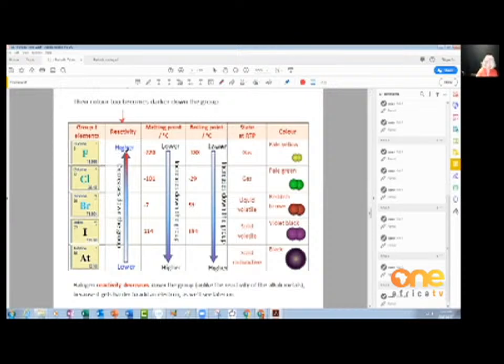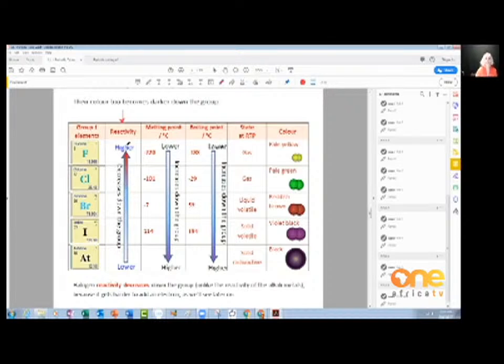In other words, the ones at the top, like fluorine and chlorine, are the most reactive elements in this group, which is in contrast with what we saw in the alkali metals and the alkaline earth metals. In these groups, group 1 and 2, as we go down the group, the reactivity would increase. They would become more reactive. But here is the opposite. Down the group, the reactivity decreases. The ones at the top are more reactive than the ones at the bottom. Now, why are they so reactive?